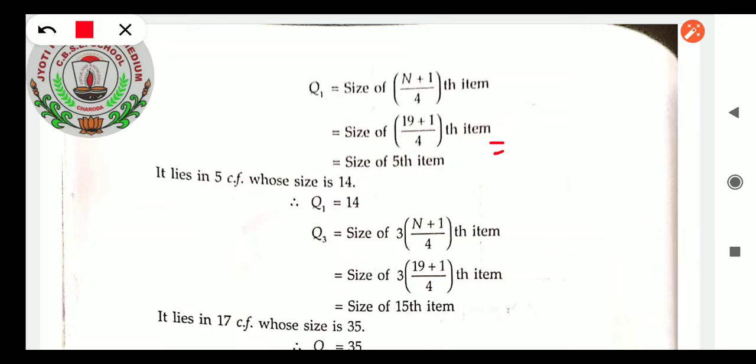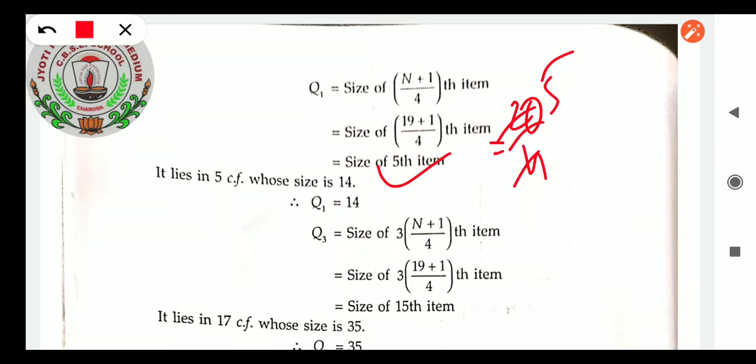Here 20 divided by 4 gives the fifth item. We have to take the size of the fifth item. It lies in the CF 5, whose size is 14. The fifth item's CF is 14, so Q1 is 14.